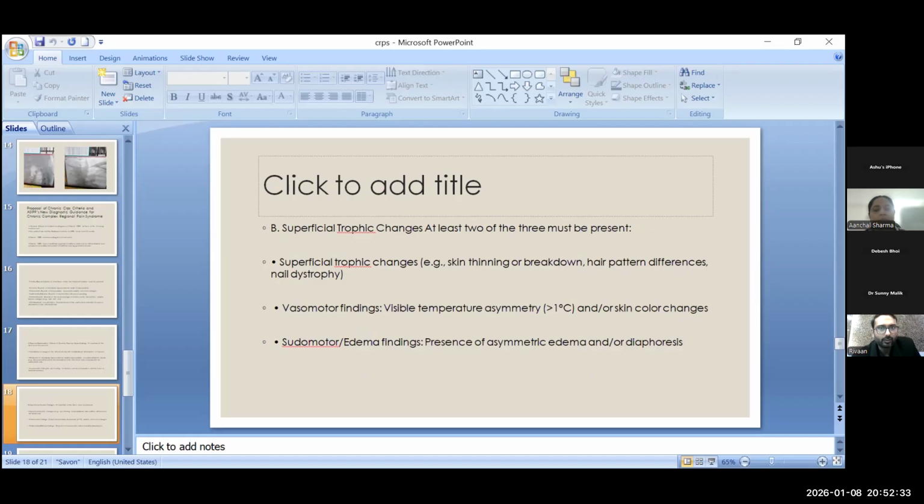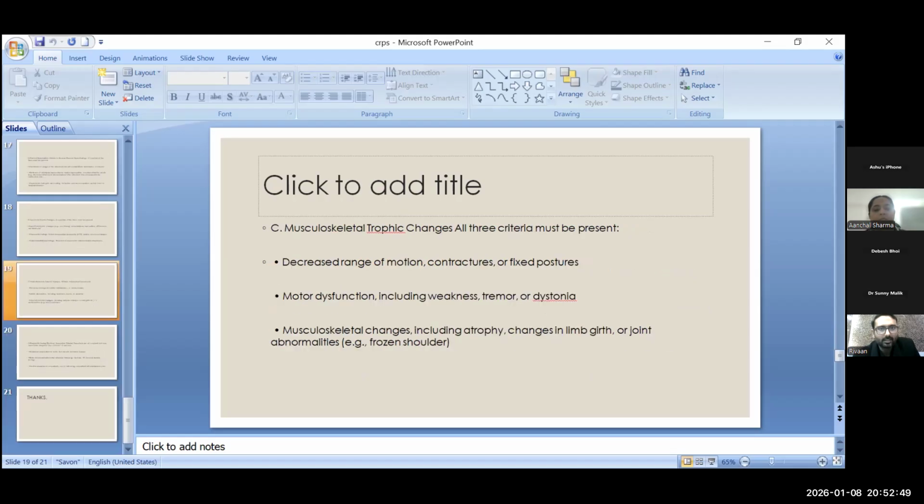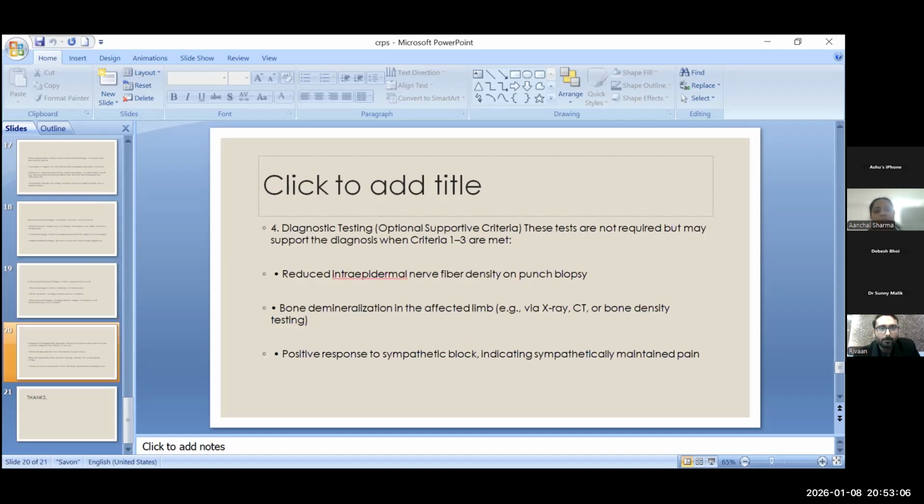Then superficial trophic changes, again, at least 2 of the 3 must be present. Superficial trophic changes, for example skin thinning or breakdown, hair pattern differences, nail dystrophy. Vasomotor findings, which are visible temperature asymmetry and or skin color changes, and pseudomotor and edema findings. Then musculoskeletal or trophic changes, all 3 criteria must be present. Decreased range of motion, contractures or fixed postures, motor dysfunction, including weakness, tremor or dystonia, and musculoskeletal changes, including atrophy, changes in limb girth or joint abnormalities, for example, frozen shoulder.